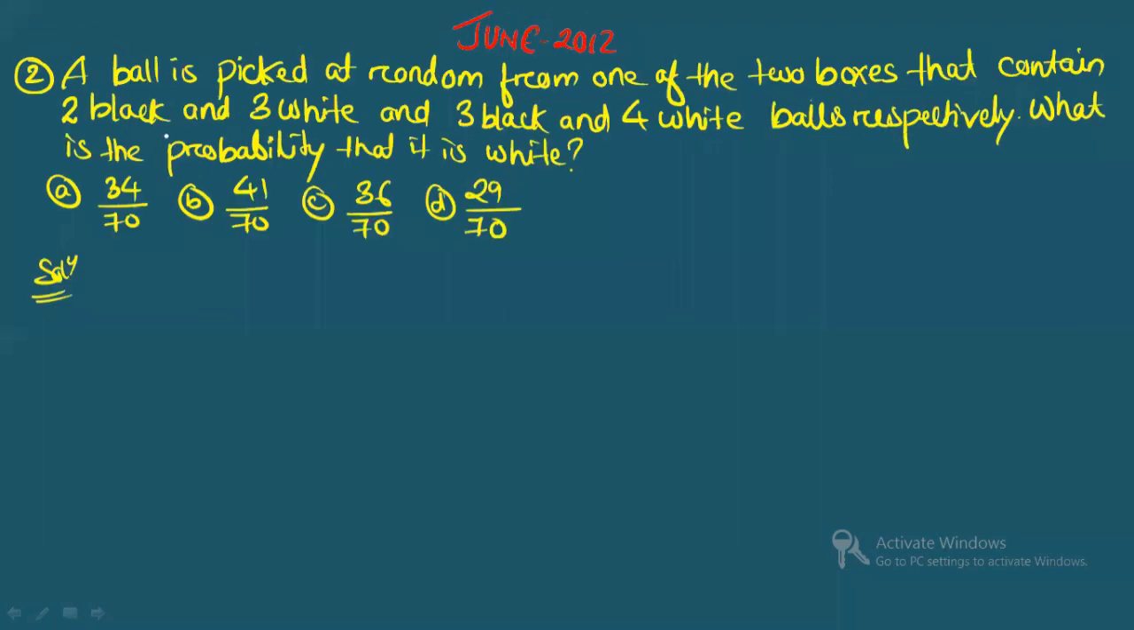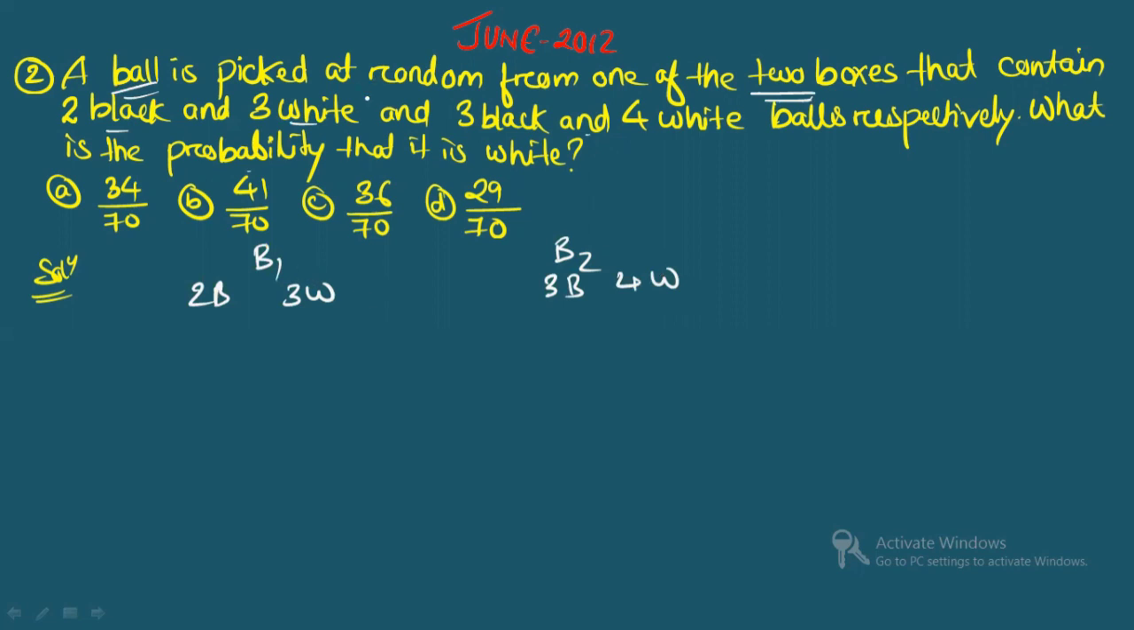Question number 2. Here it is said a ball is picked at random from one of the 2 boxes that contain 2 black and 3 white balls, and 3 black and 4 white balls respectively. What is the probability that it is white? So the ball is picked randomly from the 2 boxes. I'm taking the first box as box 1, containing 2 black balls and 3 white balls, and this is box 2, having 3 black balls and 4 white balls.